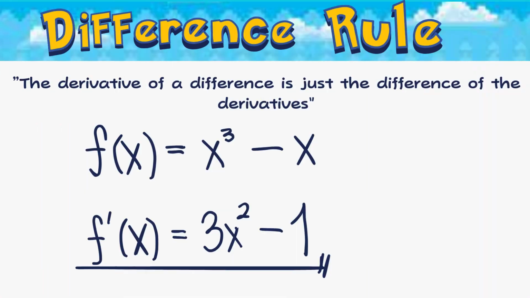In the difference rule, the derivative of a difference is just the difference of the derivatives. If f of x is equal to x cubed minus x, then f prime of x is equal to 3x squared minus 1. Now, let's move on to the next rule.